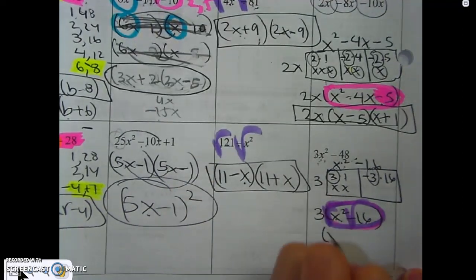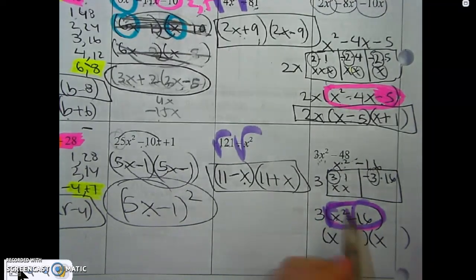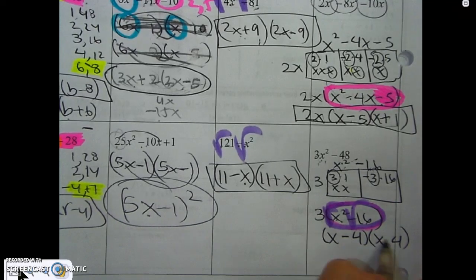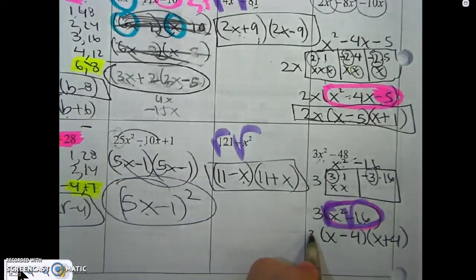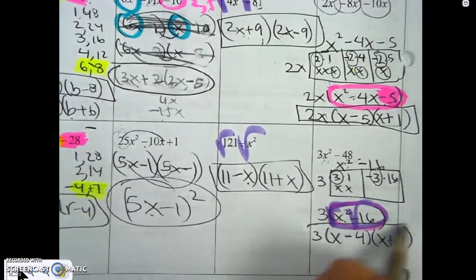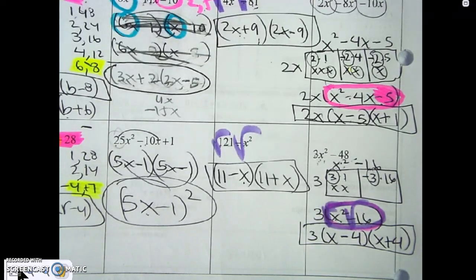If I square root that x squared, I get an x. If I square root the 16, I get a 4. 1 gets a plus, 1 gets a minus. Don't forget to bring down the 3. Everything left is x. I'm good to go.